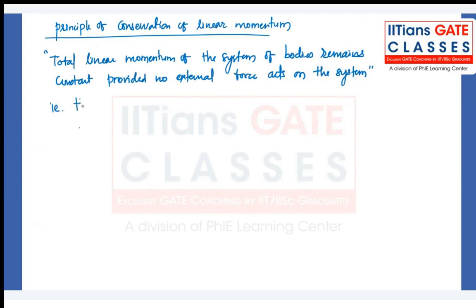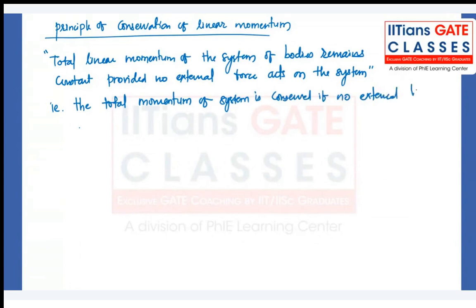You can also write it like this: the total momentum of the system is conserved if no external forces act on it. Okay. So in short, your initial momentum is equal to the final momentum.